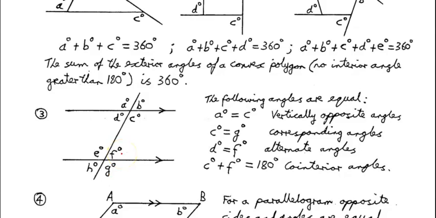Corresponding angles, so C and G here are corresponding, B and F are corresponding, A and E are corresponding, H and D are also corresponding angles, and they're equal to each other. Alternate angles, D is equal to F across the transversal here. Angle D is equal to angle F, just as angle C is equal to angle E. All right, alternate angles. Okay, next one is co-interior angles. So C plus F will sum to 180, just as D plus E will sum to 180.